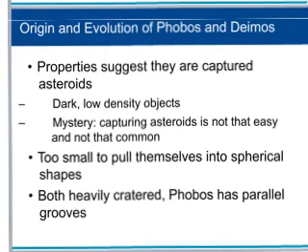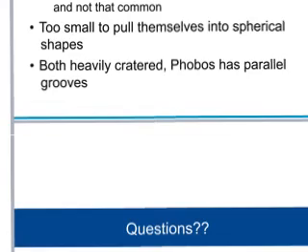But if the hypothesis is correct that these were actually asteroids, how did Mars actually capture them and keep them in their orbit? It's not that easy to do, and it's not common. It could have happened, but understanding whether or not it did, and how, is what astronomers are working on now. The moons are too small to pull themselves into a spherical shape, so consequently, you get the really weird shape that we saw in the pictures earlier. Both of the moons are heavily cratered, and Phobos has parallel grooves in it that are not seen on Deimos.